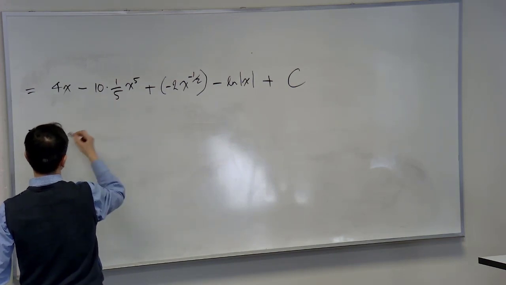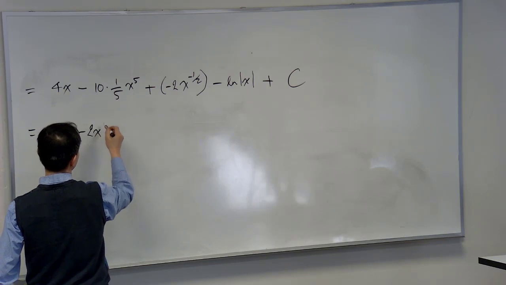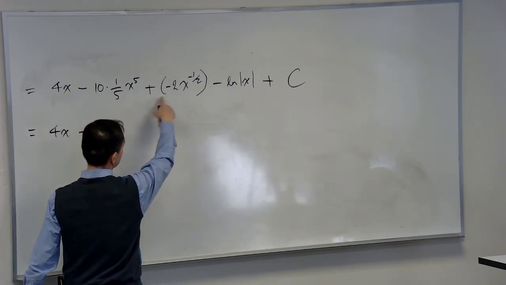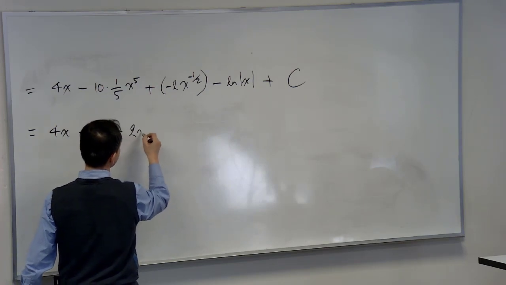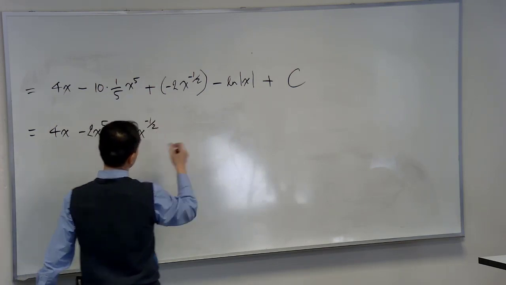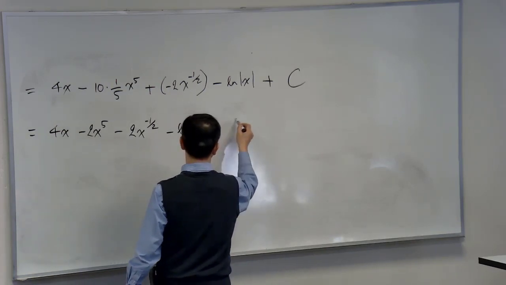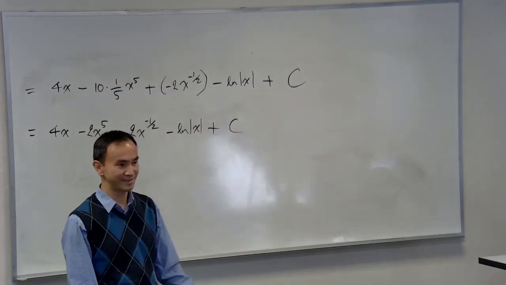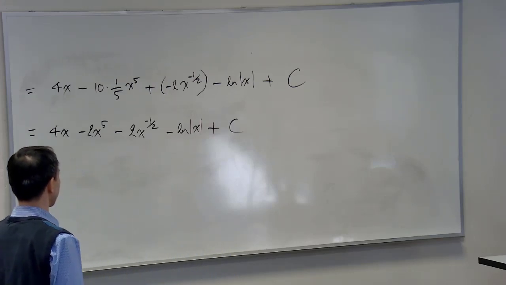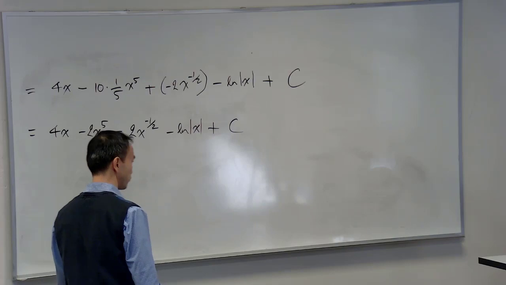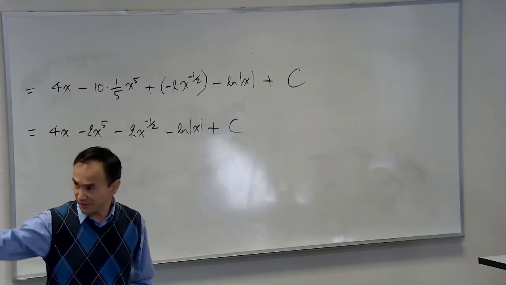And now in the next step, it's just a matter of cleaning up the coefficients a little bit. So 10 cancels with 5, that's 4x right here, minus 2x to the 5th, right? And then combining the signs here, making it minus 2x to the negative 1/2, okay? Minus natural log of absolute value x plus c. So we came to what we thought to be the antiderivative of the entire function from the start.